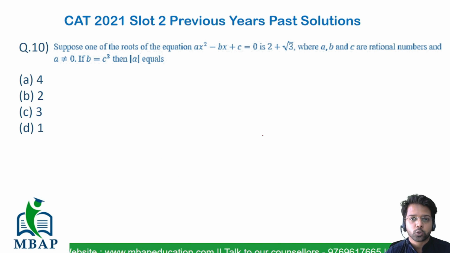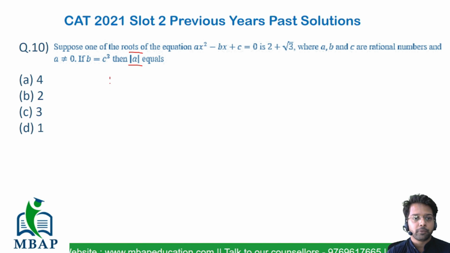Now the next question is going to be a slightly easy question for you to solve, because they're asking about an equation which is a quadratic expression. The question says, suppose one of the roots of the equation ax squared minus bx plus c is equal to 0 is 2 plus root 3, where a, b and c are rational numbers and a is not equal to 0, and b is equal to c cube. That's an important hint, what they have given you. The question is to find mod of a.